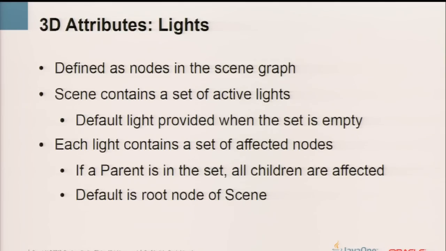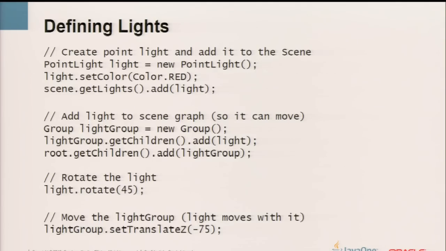But as soon as you add a light to the scene graph, that now becomes your light, and we'll remove the default light automatically. Each light can affect either the whole scene graph or just a portion of the scene graph. By default, it affects the whole scene graph. You can specify a list of usually group nodes to define portions of your model that get affected by that light.